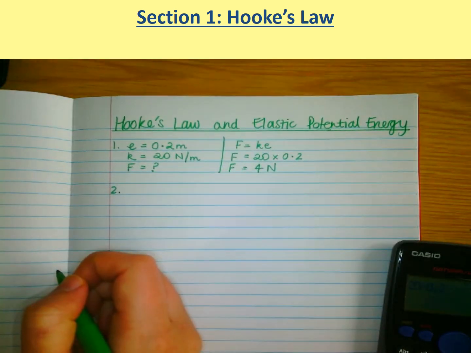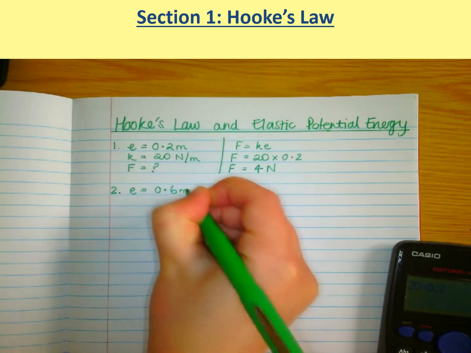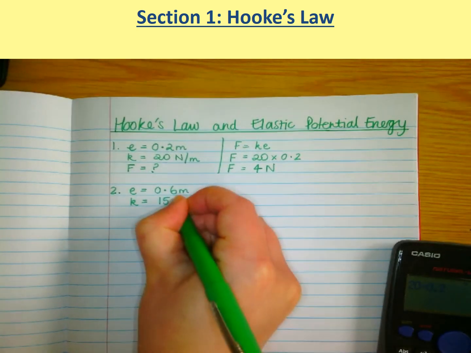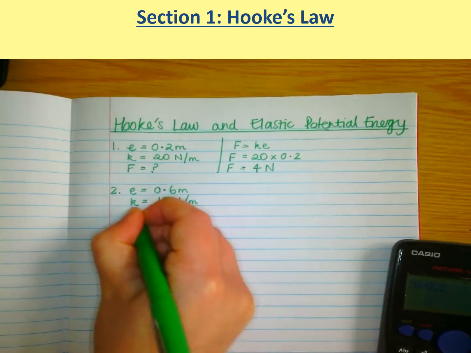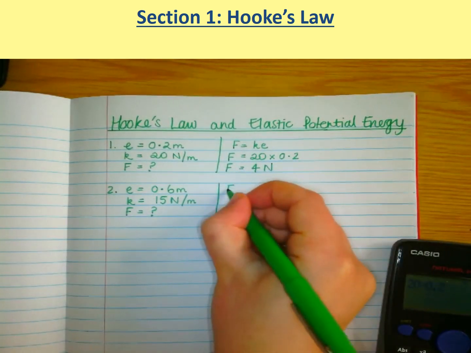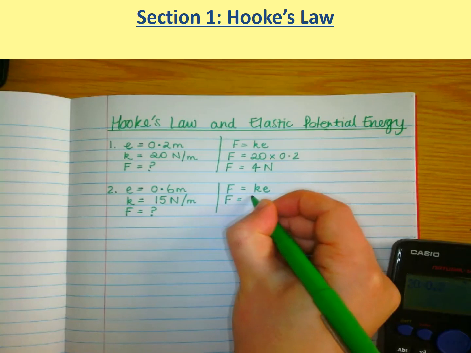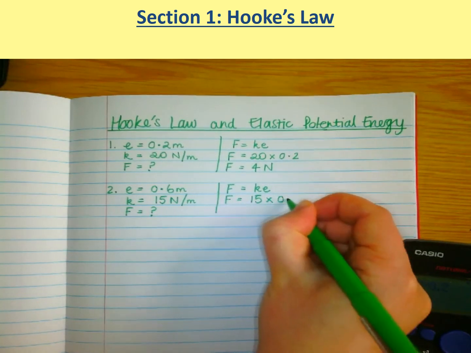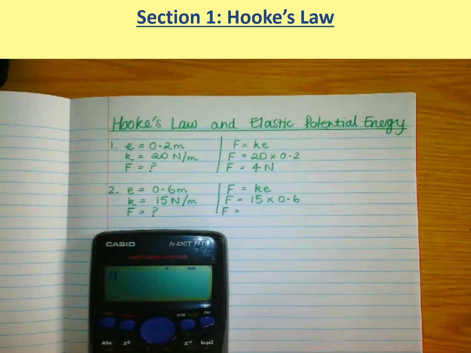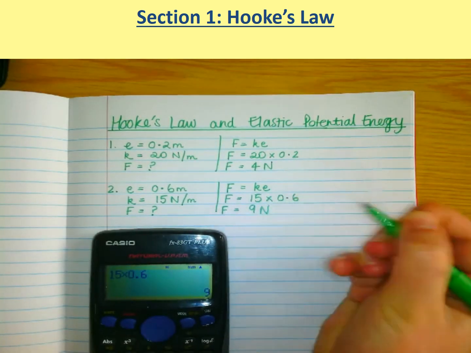Question 2 says that the extension of a spring is 0.6 metres, so E is 0.6 metres, and the spring constant K is 15 newtons per metre. And again we want to find the force. So force is equal to spring constant times extension. Force in this case is 15 times 0.6. And again on my calculator, 15 times 0.6 is 9 newtons.